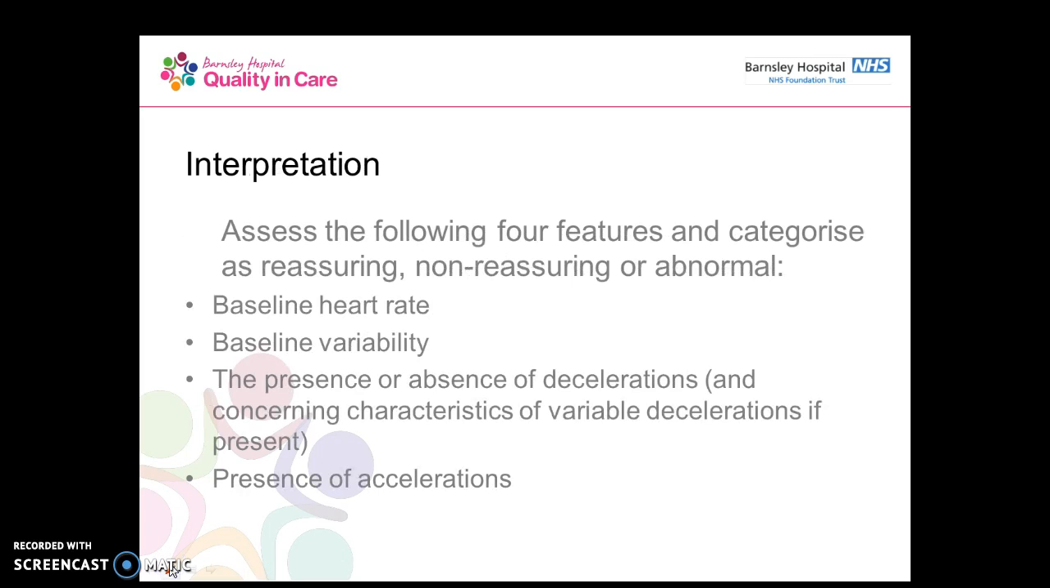When you're doing the CTG interpretation, it's a 2-step interpretation. So the first thing that you need to do is look at your 4 parameters, which is your baseline heart rate, your variability, the presence or absence of any decelerations, and the presence or absence of any accelerations, and decide whether these features are reassuring, non-reassuring, or abnormal.